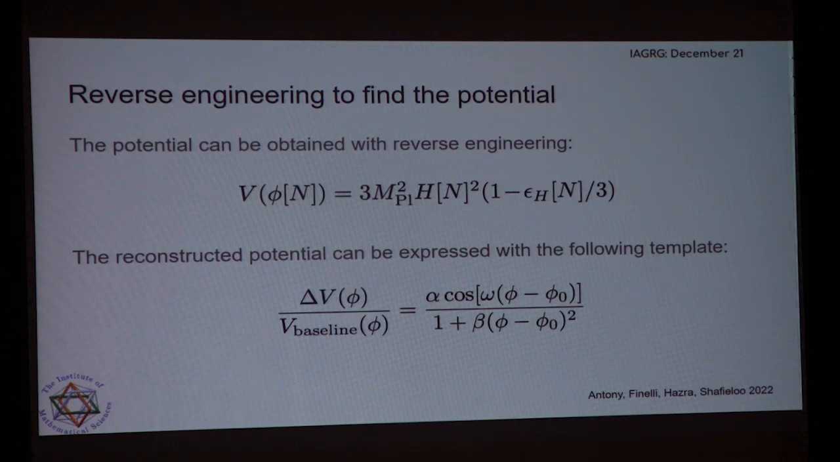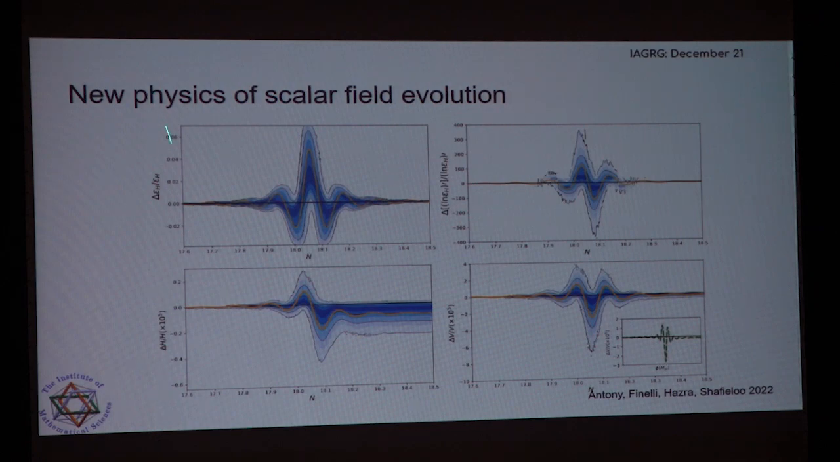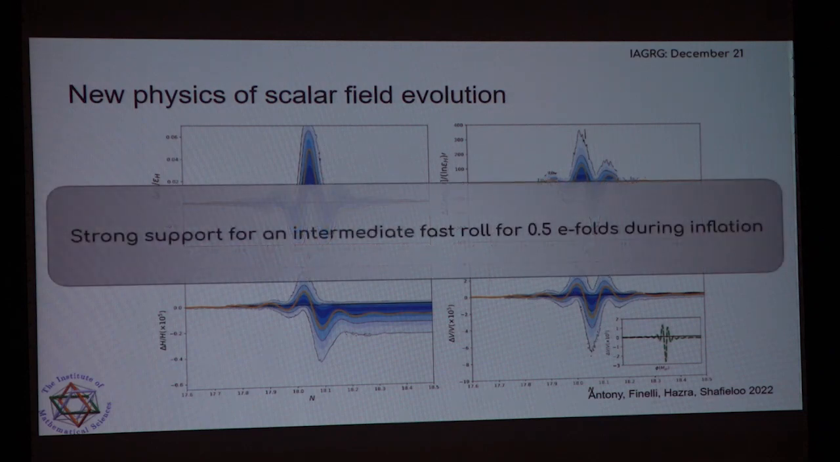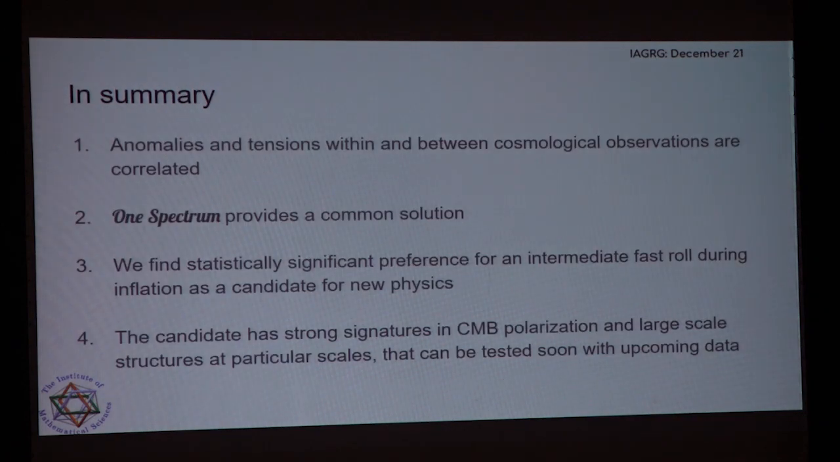We can reverse engineer the potential of the inflation from the Hubble flow function, and what we find is that you need a fast roll. The inflation has to be through the slow roll, but there is an intermediate departure to fast roll only for 0.5 e-folds. That is only necessary, and this part is necessary in order to solve these problems. So we find strong support for an intermediate fast roll for 0.5 e-folds of inflation.